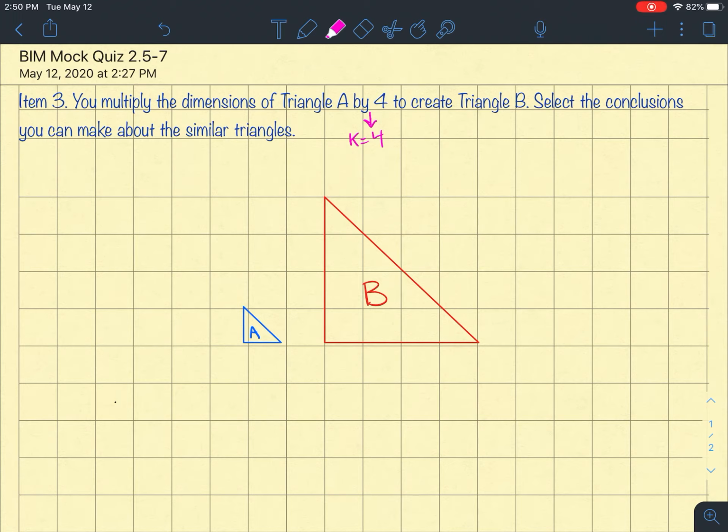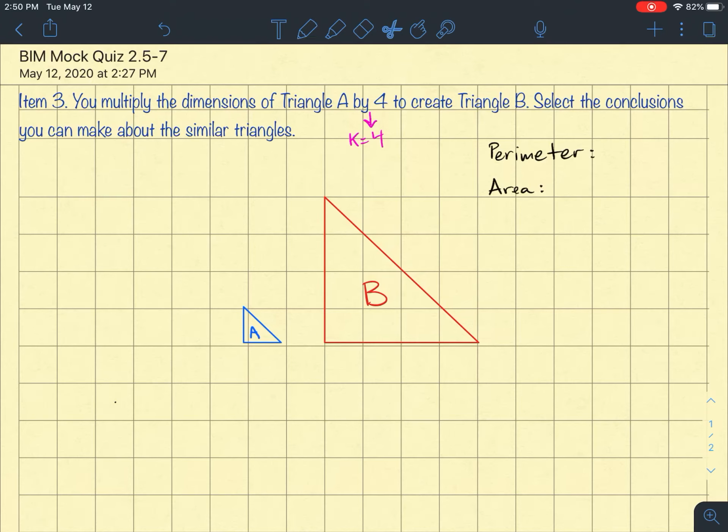So they give you two conclusions. One is about perimeter, and the other is about area. And we'll go ahead and we'll just walk you through giving you some visuals so you can see how you can solve for a problem like this.